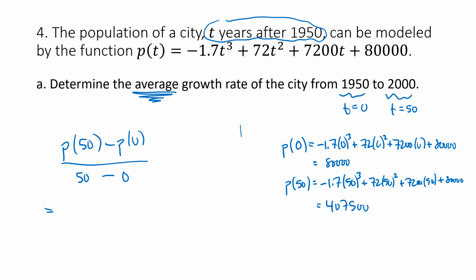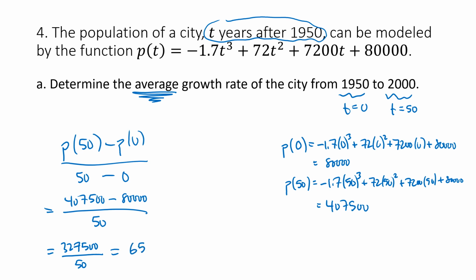So this is going to work out to be 407,500 minus 80,000, all divided by 50 minus 0, which is 50. So that's 327,500 divided by 50, and that works out to be 6,550.